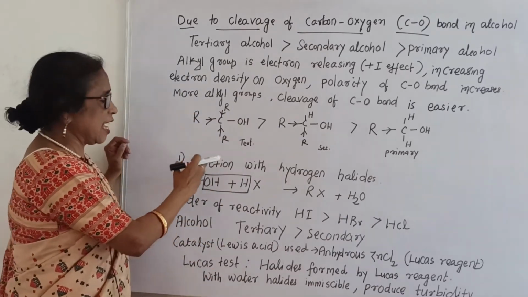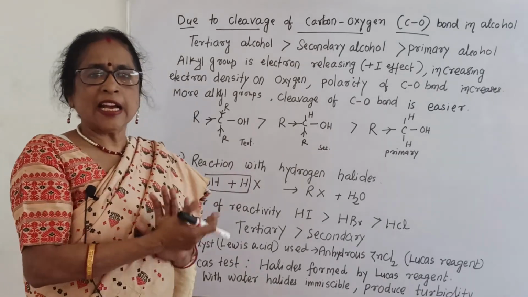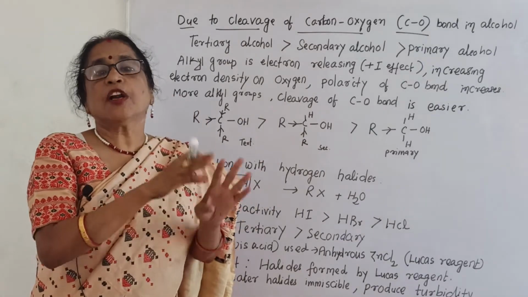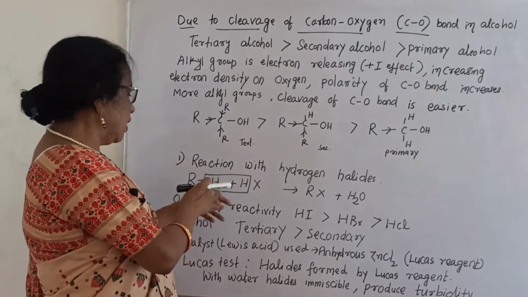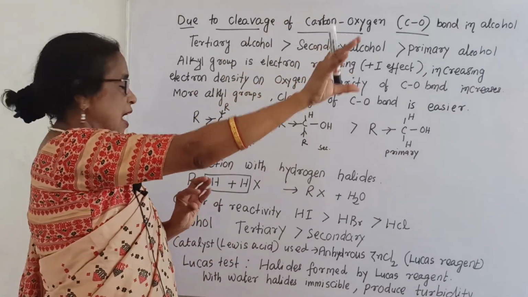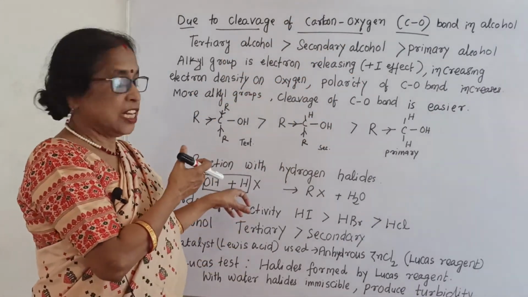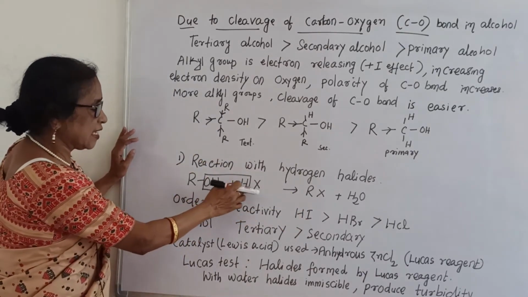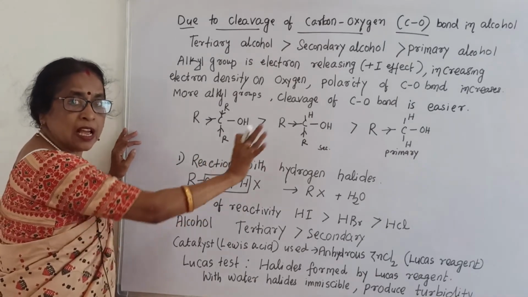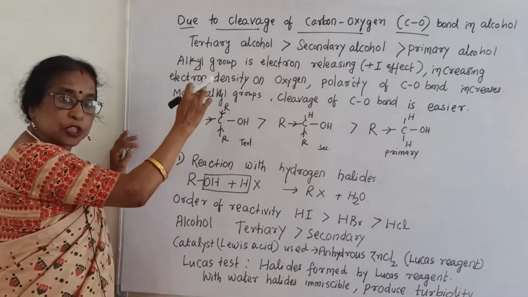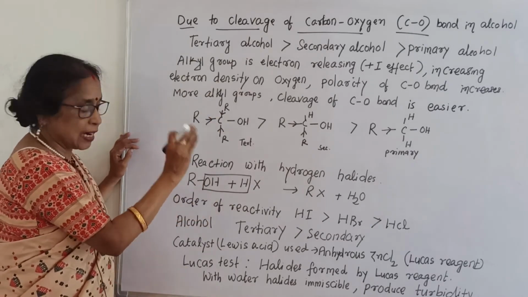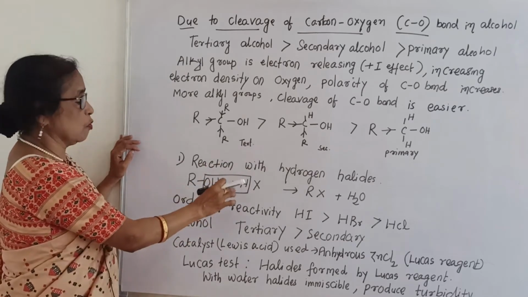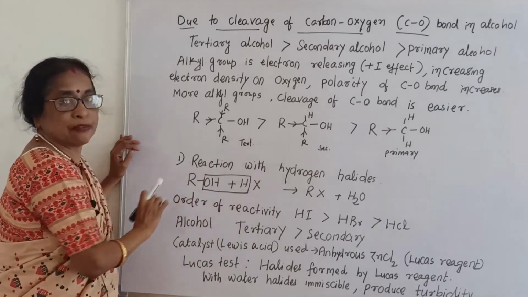The first reaction you can see is the reaction with hydrogen halide. You should remember this is only due to breakage or cleavage of the CO bond, because only when the CO bond breaks, then OH will attach to the hydrogen of the acid, and then the reaction will be completed. In ROH plus HX, before that only the H part undergoes reaction, but here due to CO cleavage, this OH is totally removed and attached to the hydrogen of the hydrogen halide. This is the first reaction.